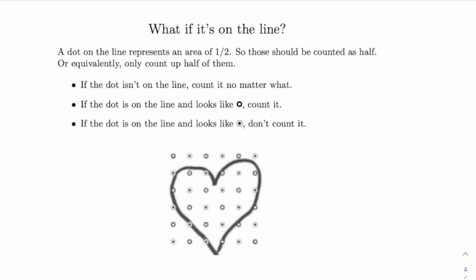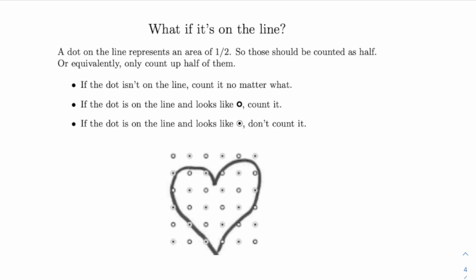So this is how you use the dots. You count all the ones on the inside, and the ones that are on the edge, you count them if they are this kind, and you don't count them if they're this kind. Or you do the other way around. As long as you're consistent, it doesn't really matter. All right? This is called the dot planimeter, and you can use this to measure the area.